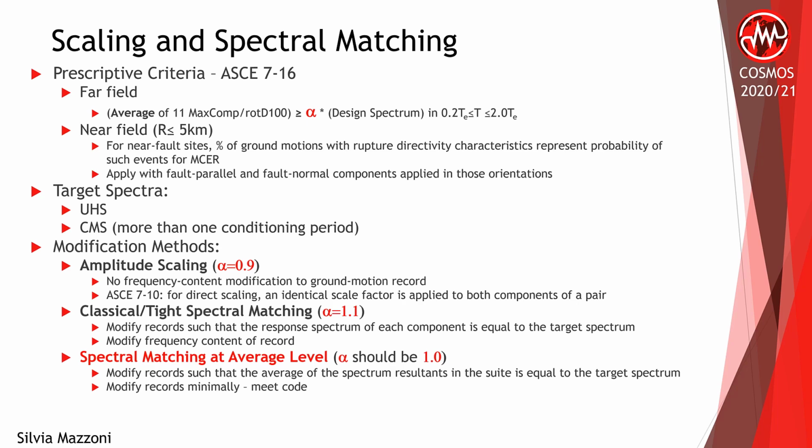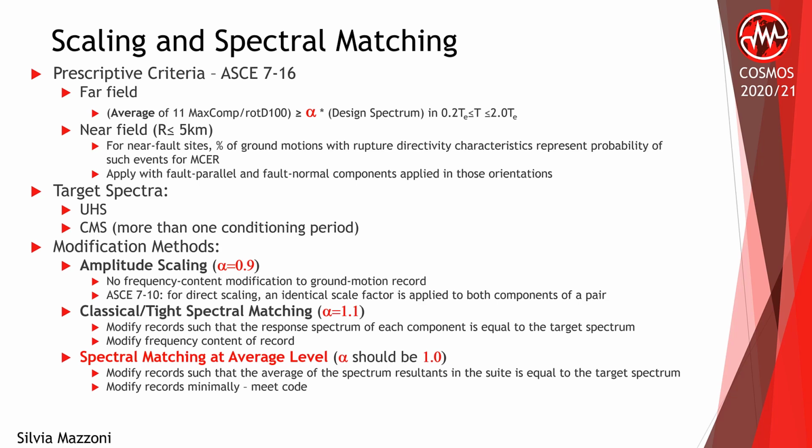In the old days, there was a separation between far field and near field for the scaling, but now it's about rotating of the records. So in the far field, you have to have at least 11 ground motions, and the objective of the scaling or the modification is that the average of the maximum component, whether it's max component or the RotD100, of these 11 ground motions must be greater than or equal to a factor of your design spectrum. It really depends on whether you modify your records or not what this factor is, and you'll see that in a later bullet point.